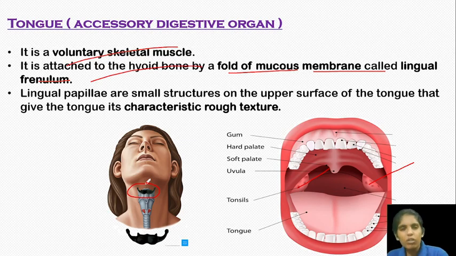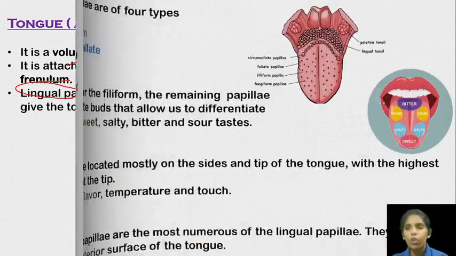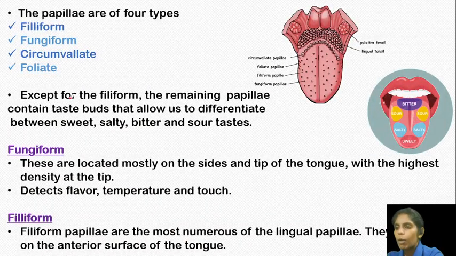And if you observe, if you touch the upper surface of the tongue, it will be somewhat rough. So why does the upper surface of the tongue have a rough texture? It is because of the presence of small structures called lingual papillae. So because of the presence of lingual papillae, the upper surface of the tongue has a rough texture. So let us know about those lingual papillae.